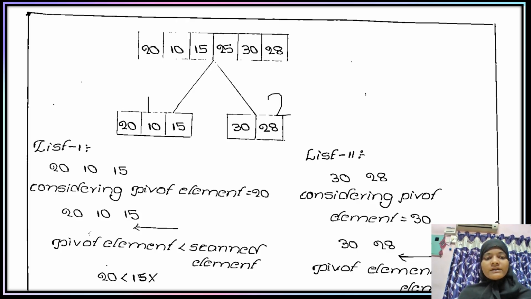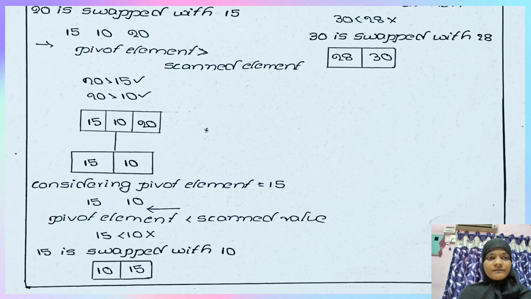Considering list 1, the pivot element is 20. If we compare from the right side, the pivot element would be less than the scanned element. 20 is less than 15, which is false. Considering list 2, the pivot element is 30, and the list is 30 and 28. For list 1, 20 is swapped with 15. After swapping, the array would be 15, 10 and 20.